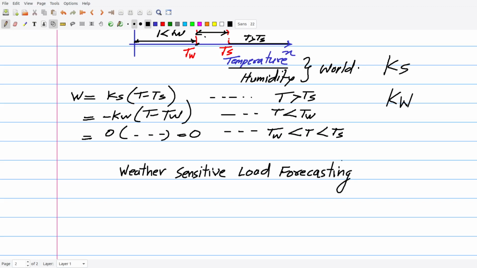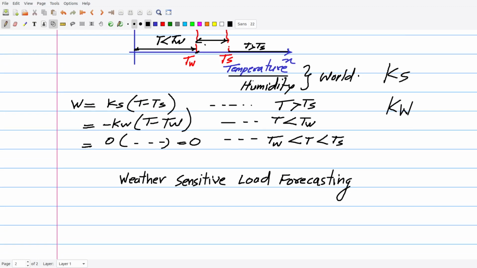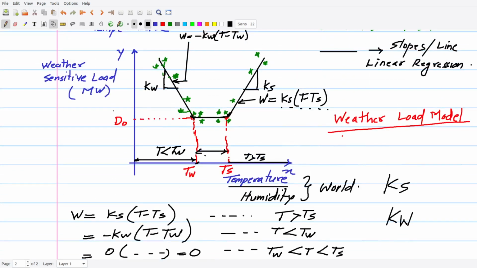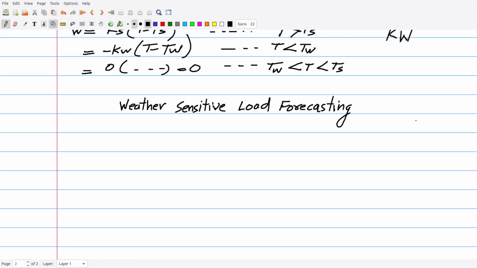Is it clear? And as I told you, this is all called the weather load model, or WLM. So many times a question comes in the exam for 10 marks. So you have to draw this diagram, write everything and explain.